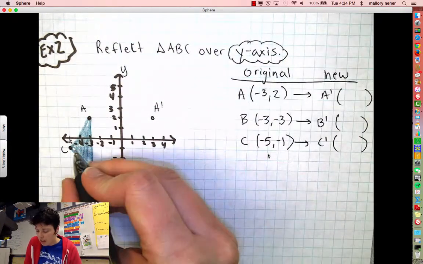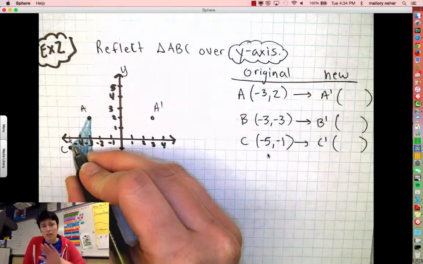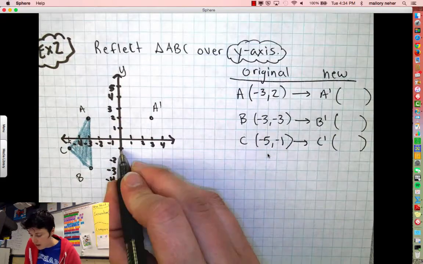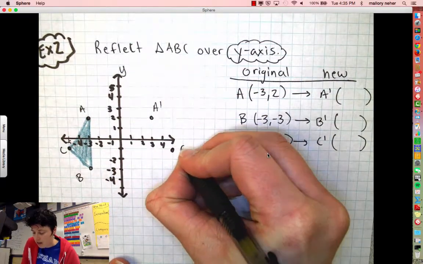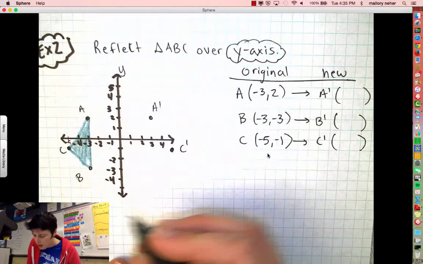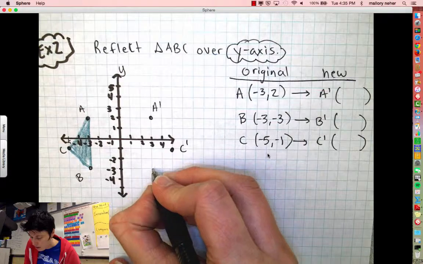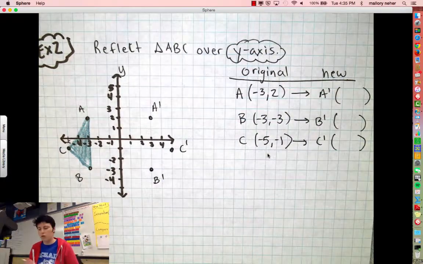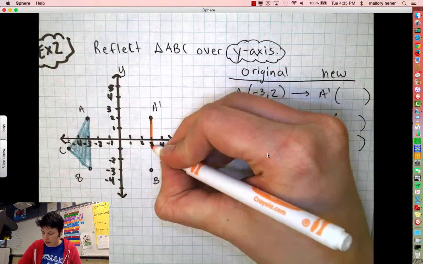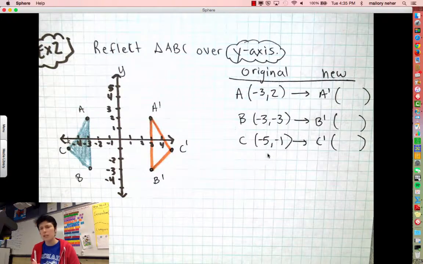So like C here is 1, 2, 3, 4, 5 units to the left. So now I'm going to go back here and go 1, 2, 3, 4, 5 units to the right. That's my C prime. B is 1, 2, 3 units left. So now I'm going to go 1, 2, 3 units right. There's B prime. And that's going to make up my new triangle. Here's my reflected triangle.